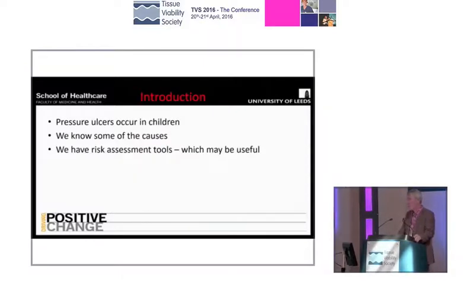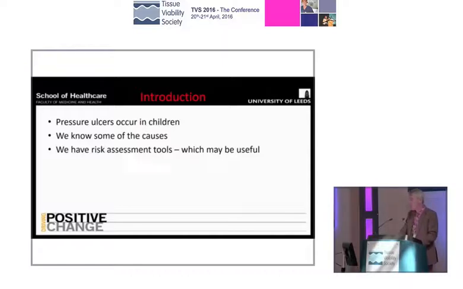So pressure ulcers do occur in children. We're increasingly becoming aware of this, and indeed there is a paediatric tissue viability network coordinated from Glasgow but UK-wide. It's got a small but select membership, and if anybody were interested, I can put you in contact with the convener of that.